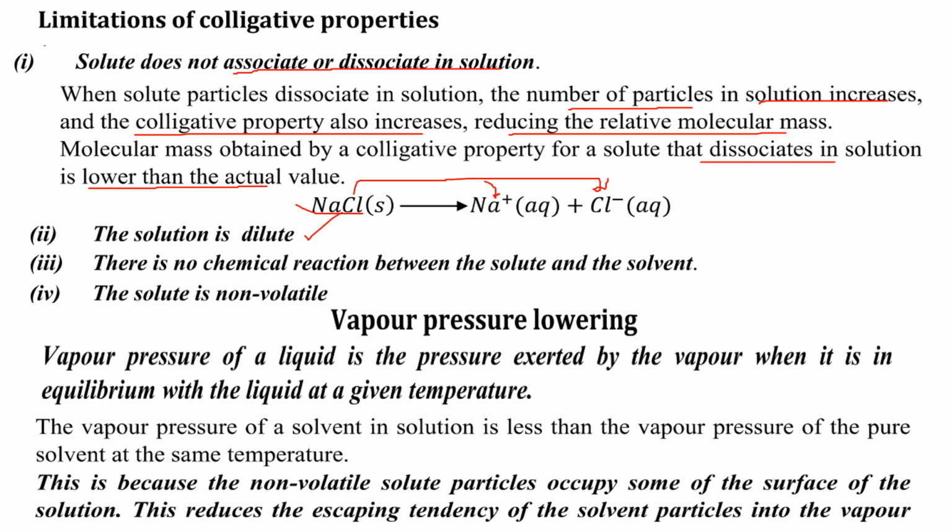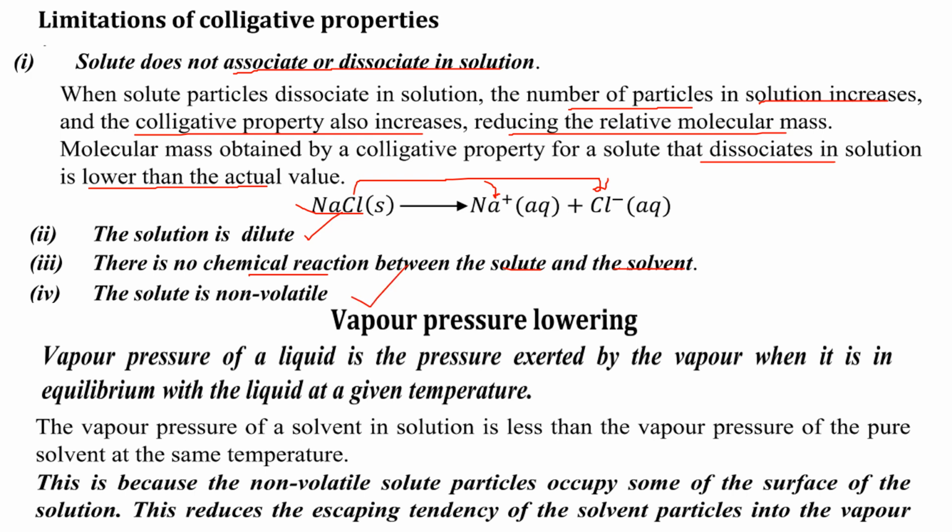And number 3, now these are general limitations that should be applied anywhere in any of the colligative properties that you are going to be looking at. So number 3, there should be no chemical reaction between the solute and the solvent. And number 4, the solute should be non-volatile.